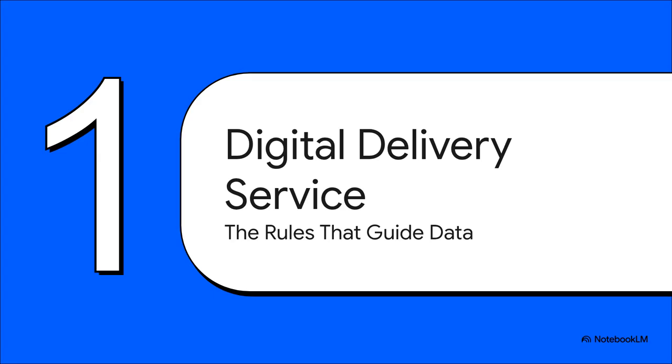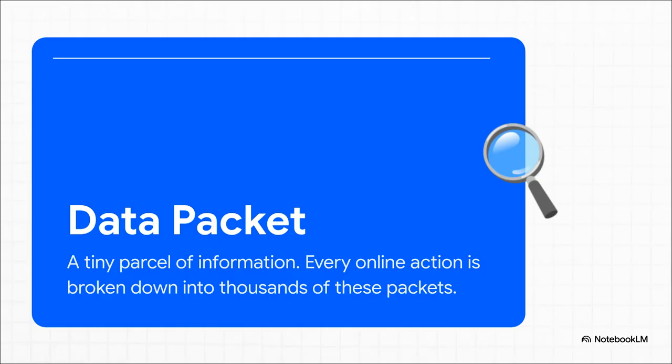Okay, so first things first, you got to understand that the internet isn't just chaos. It's actually a super organized system. Think of it like a digital delivery service with a really strict set of rules that somehow everyone has agreed to follow. So everything you do online, and I mean everything, sending an email, loading a web page, watching a cat video, it all gets chopped up into thousands of these tiny little things called data packets. Just picture them as little digital envelopes. Each one is a tiny piece of the big picture, all addressed and ready to be sent across the network.